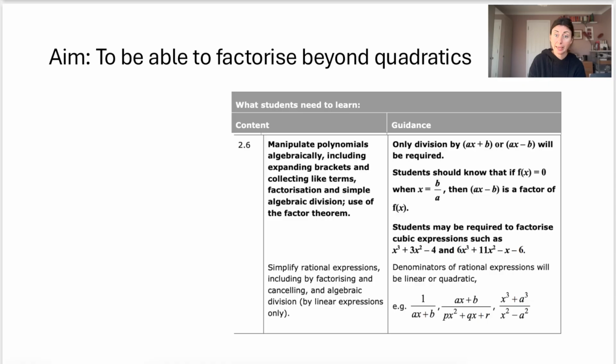And then introducing the aim of today, which would be to factorize beyond quadratics. So we're assuming that they can already factorize quadratics. And so how is it harder to go beyond power 2?